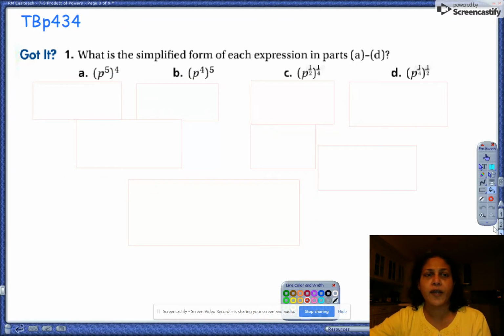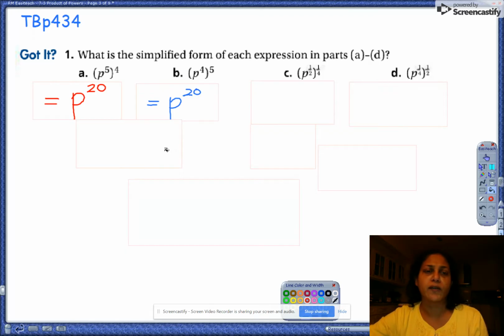So we're going to try some got it number 1 from your textbook. Give it a try before you actually see how it's done. If it's p to the fifth raised to the fourth power, just multiply the powers and it's p to the 20th. And here the same thing happens, which is also p to the 20th. In other words, they are the same.